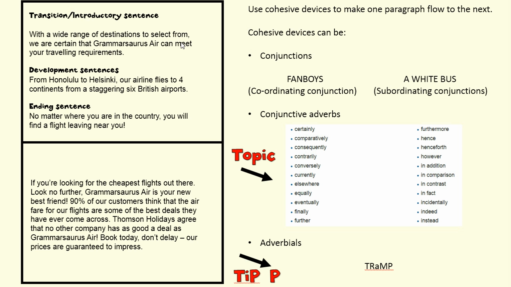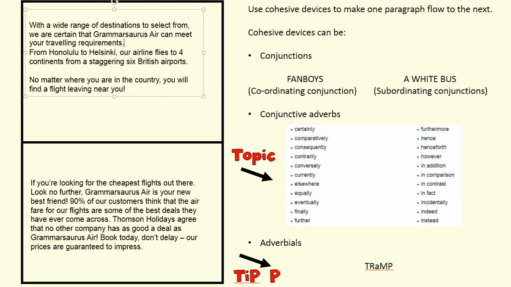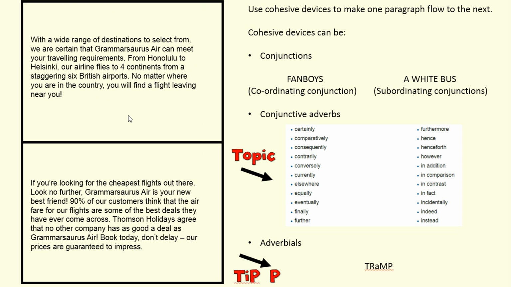Well, topic sentence, introductory sentence, I instantly know it's about destinations. We are certain that Grammarsaurus Air can meet your travelling requirements. From Honolulu to Helsinki, our airline flies to 4 continents from a staggering 6 British airports. No matter where you are in the country, you will find a flight leaving near you. Now, if I remove these now and put my whole paragraph together, I've got one very well structured paragraph with all linked points.